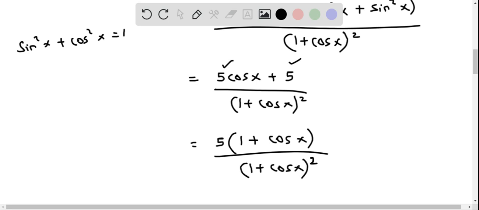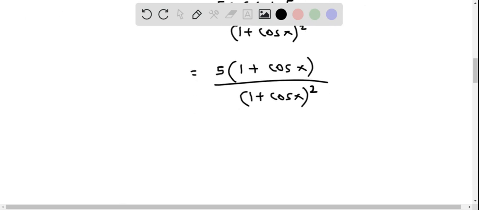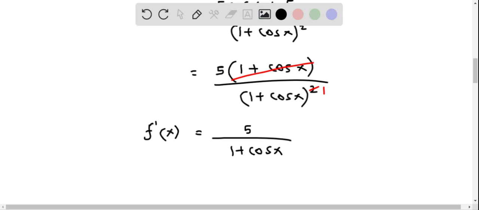In the next step, we reduce this to a simple expression. That is, we have 1 plus cosine x in the numerator, and here we have a square of 1 plus cosine x. So we can reduce this to power 1, and so therefore this can be written as 5 divided by 1 plus cosine x. And so this is the derivative of the given expression, that is f prime of x.